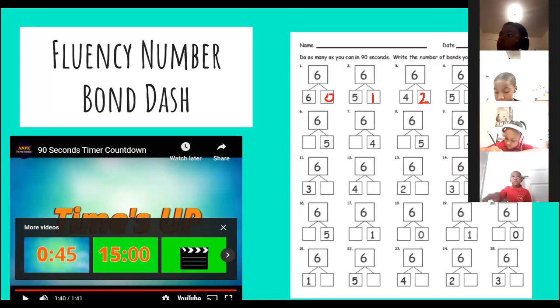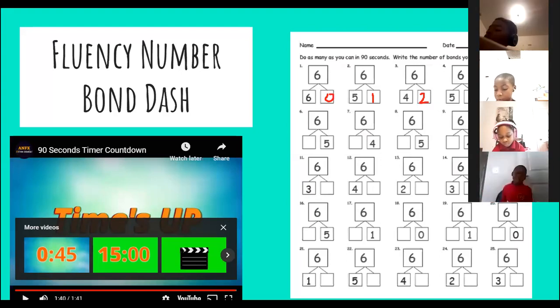Number 5 looks like number 1. 6 is my whole and 6 is my part. What is my other part, Kavion? Quickly, Kavion, take it off mute. Number 5 says 6 is my whole and 6 is my part. You said what? 0. 0, perfect, thank you. We're moving on.